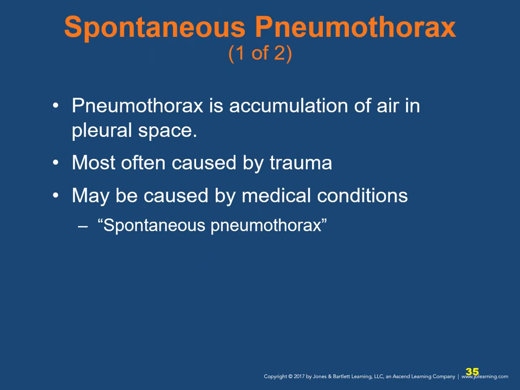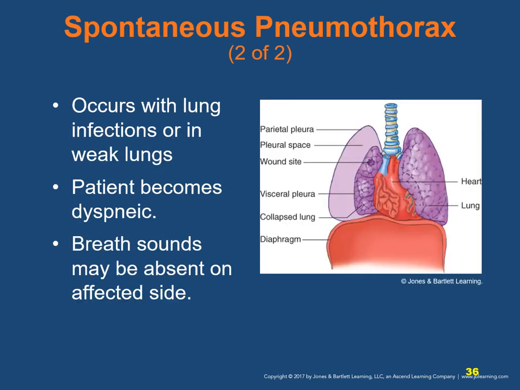Spontaneous pneumothorax. Pneumothorax is the partial or total accumulation of air in the pleural space. It is most often caused by trauma. May also be caused by medical conditions. A vacuum-like pressure in the pleural space keeps the lungs inflated. When the surface of the lung is disrupted, air escapes into the pleural cavity, and the negative vacuum pressure is lost. The accumulation of air in the pleural space may be mild or severe.